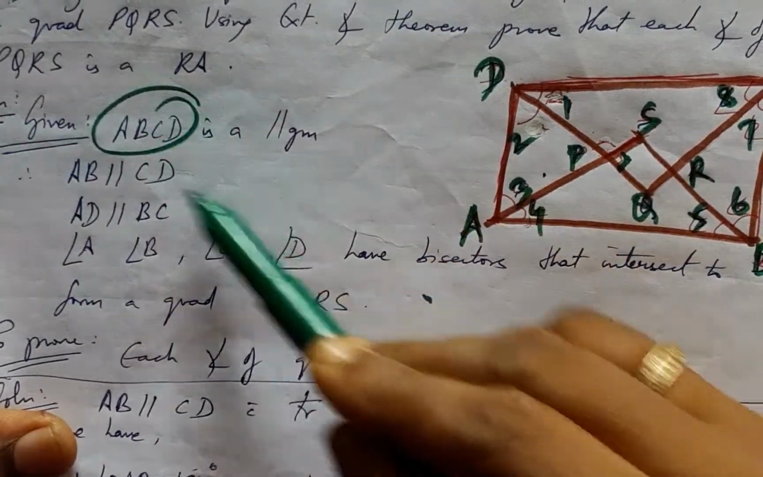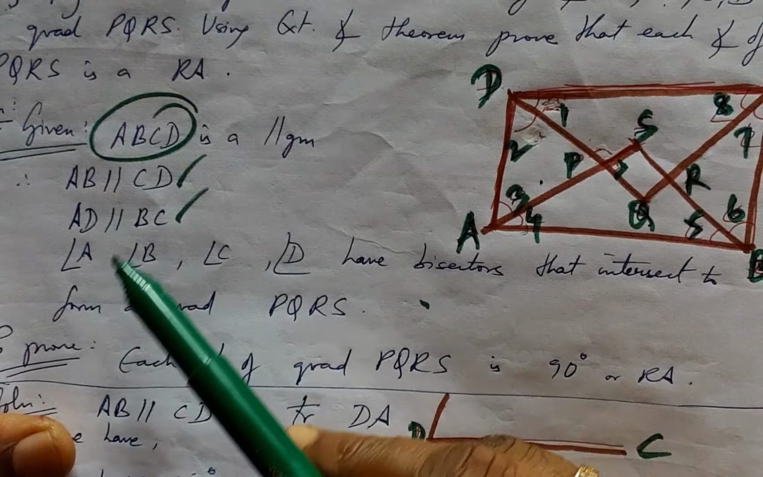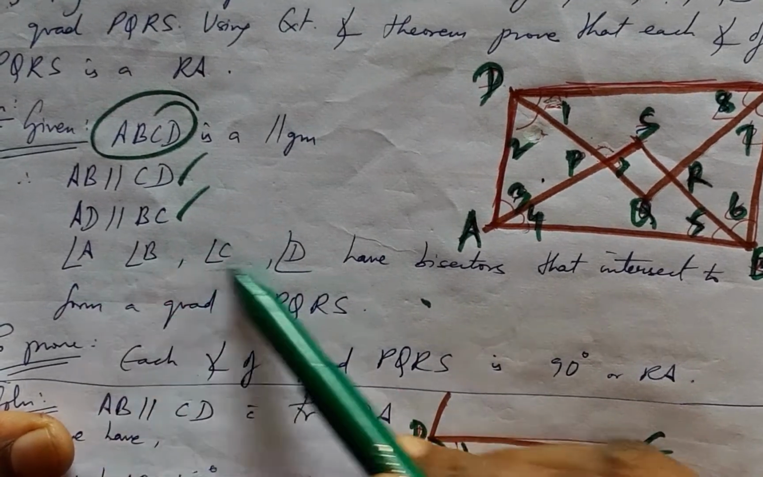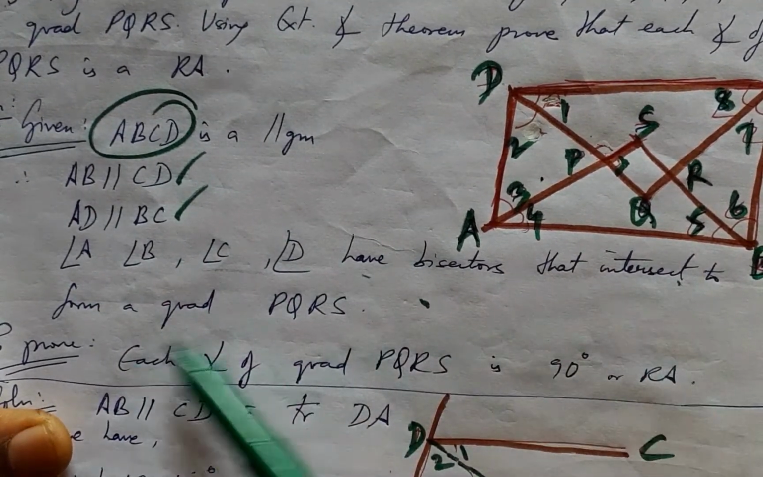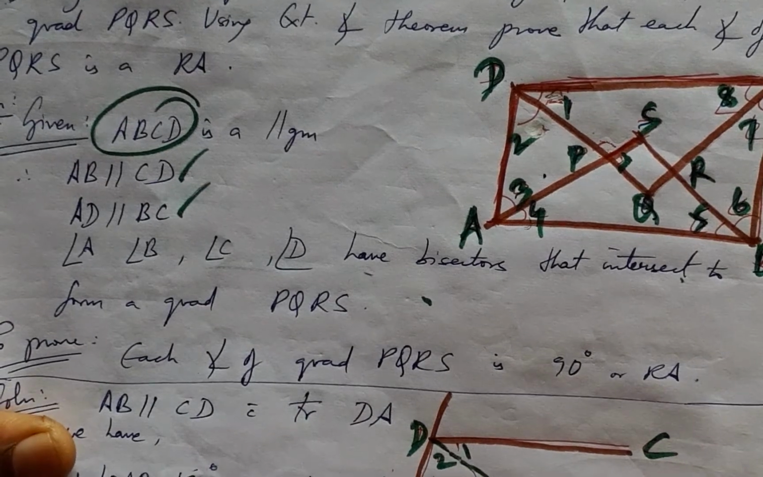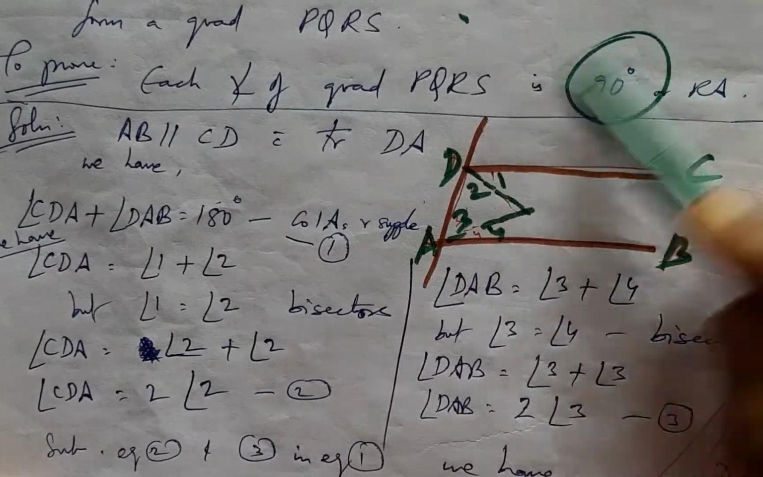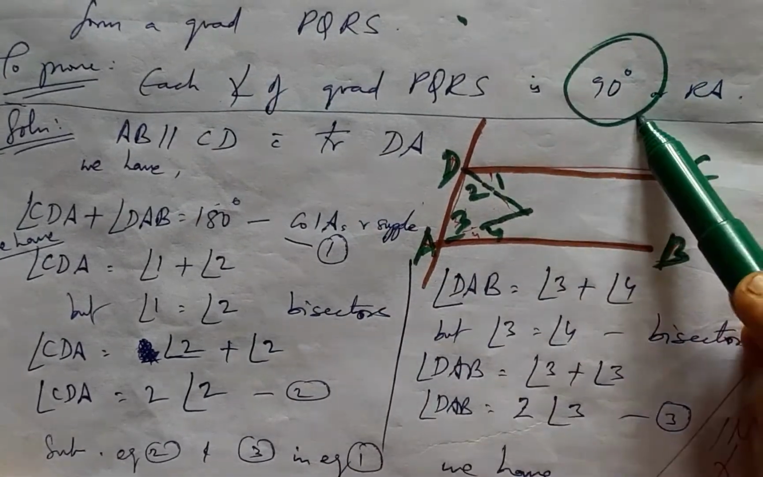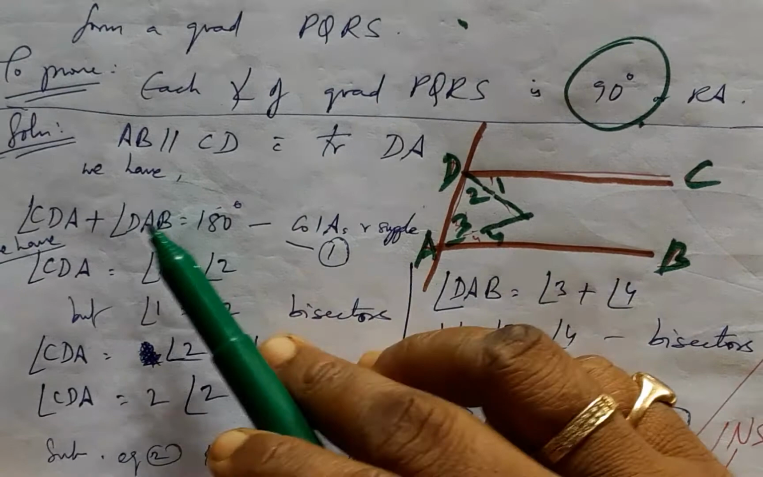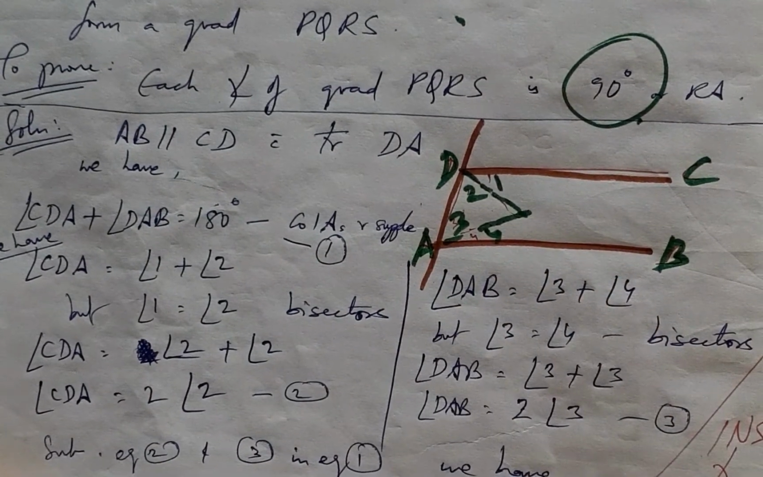Since ABCD is a parallelogram, we have opposite sides as parallel and the angles have bisectors that intersect to form the quadrilateral. That much has been given. And now we are supposed to prove that each of the angles of PQRS is 90 degrees. Now the solution. For the solution, we have clear 6 steps.